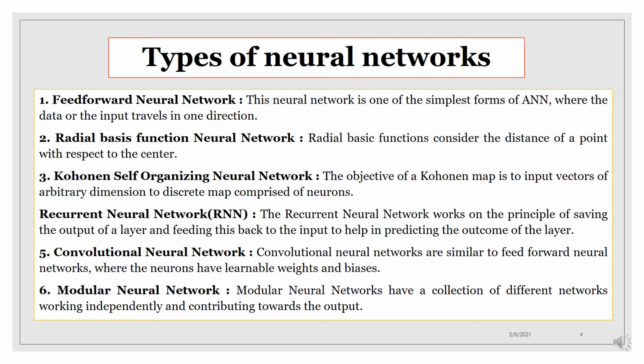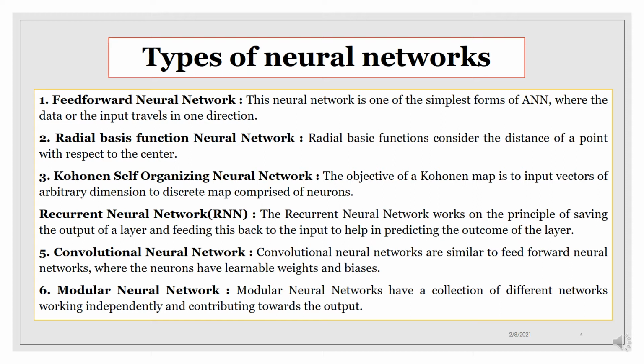What is this feed-forward neural network? We will see all these things in short, and we are going to go into detail about the feed-forward neural network. This neural network is one of the simplest forms of ANN. Why is it the simplest form of ANN? As the name suggests, feed-forward: if it goes from node 1 to node 2, it will not come back, it will go in the forward way. It will go forward and forward, it will not come back if any error comes. So this is the simplest form of ANN, where the data or input travels in only one direction.